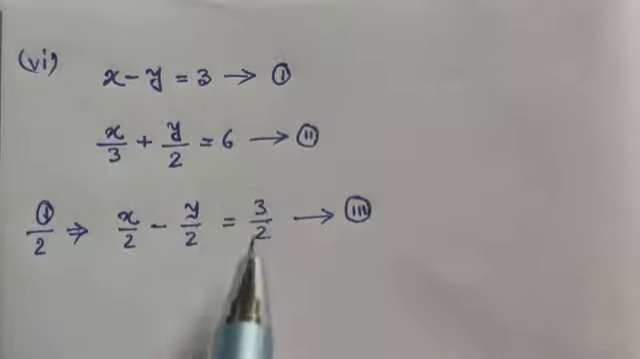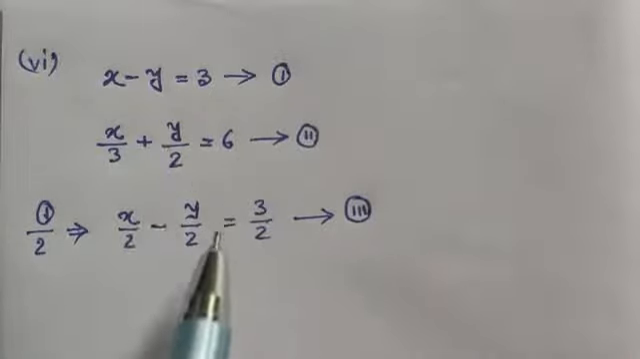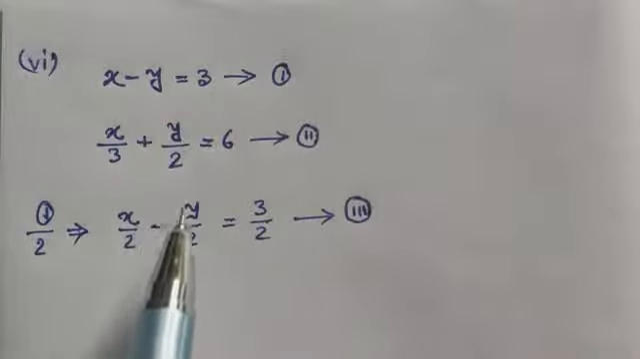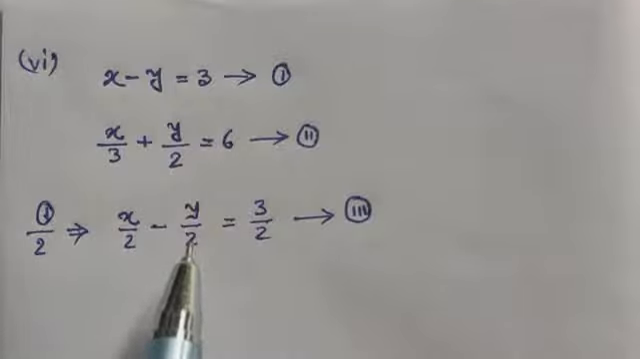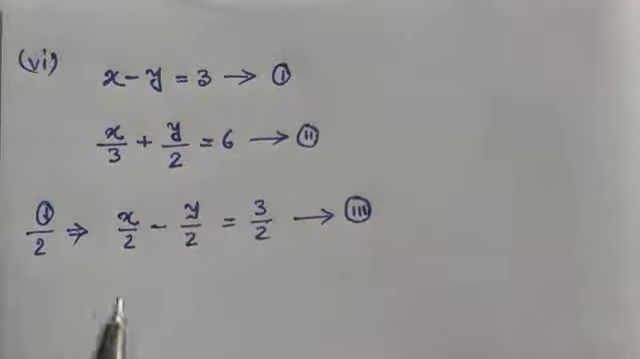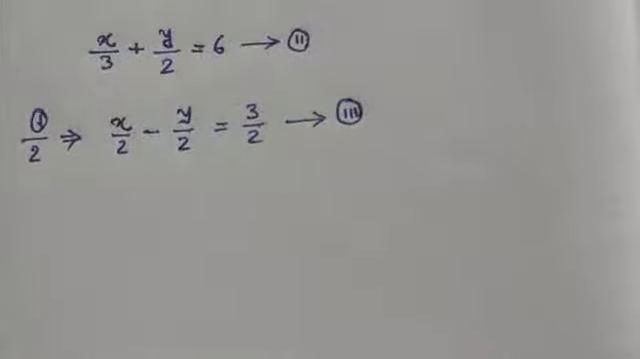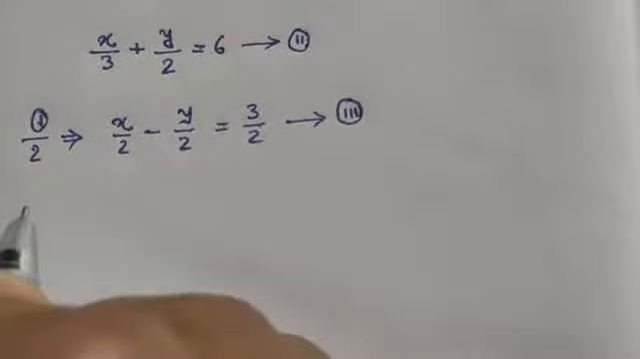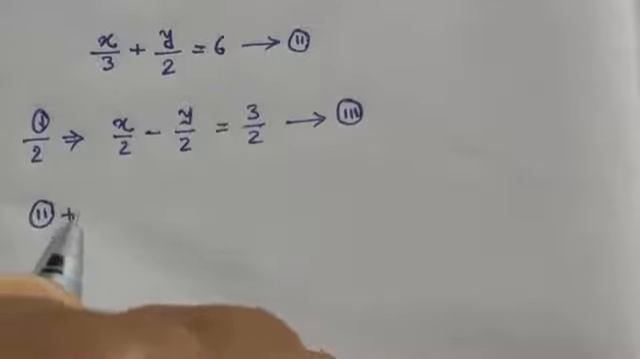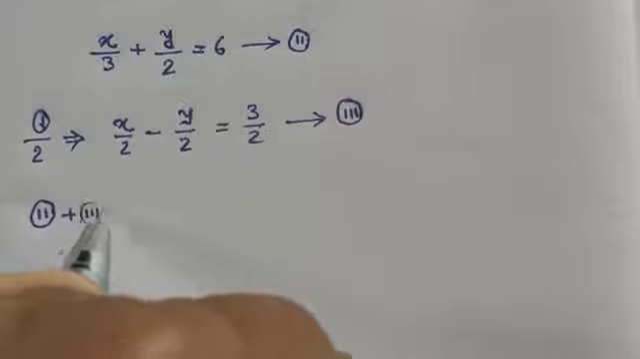Now, let us compare these two equations. We have positive y by 2 here and negative y by 2 here. If we add them, then positive y by 2 and negative y by 2 will cancel each other. So let's see how to do that. Now what we need to do is add them: equation 2 plus equation 3.